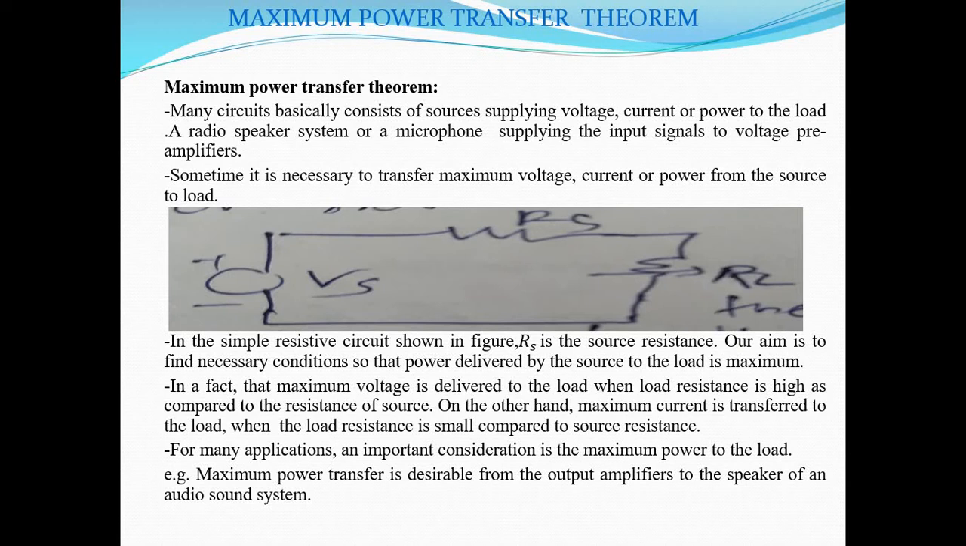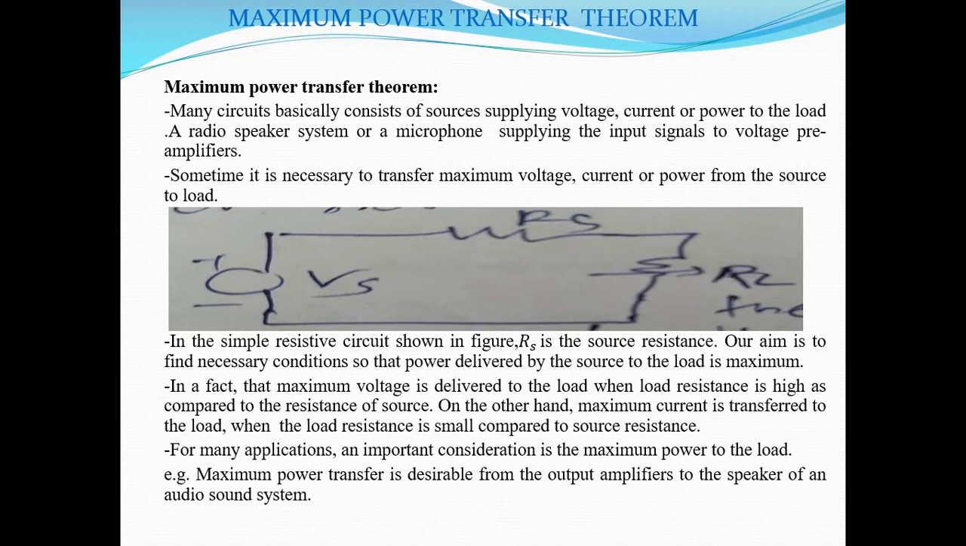Regarding the maximum power transfer theorem, we know that many circuits basically consist of sources supplying voltage, current, or power to the load. For example, a radio speaker system or a microphone supplying the input signal to a voltage preamplifier. Sometimes it is necessary to transfer the maximum voltage, current, or power from the source to the load.